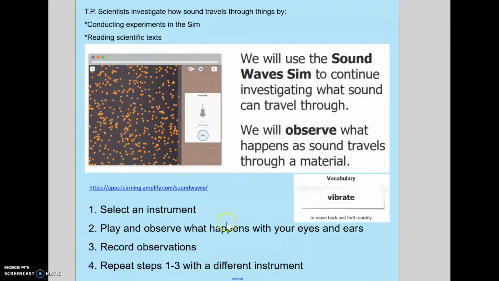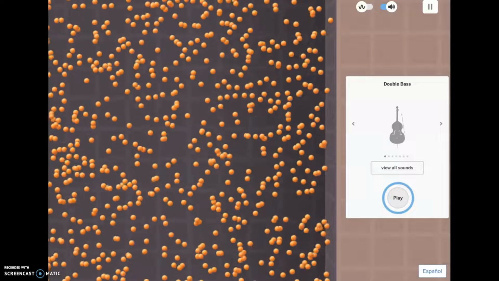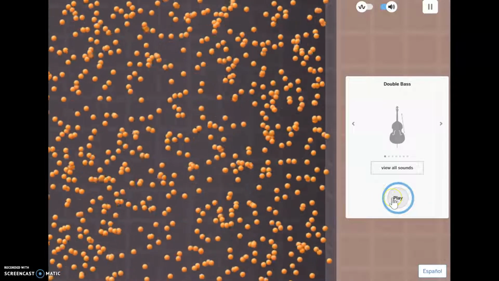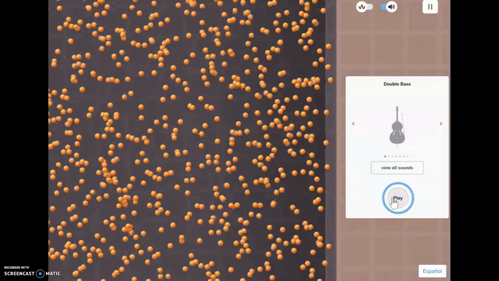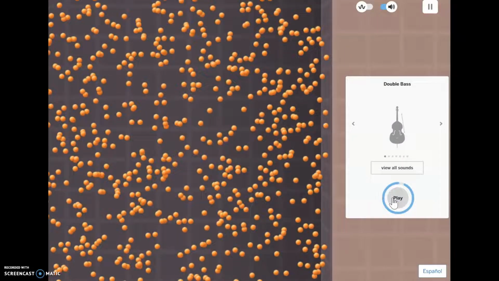We're going to play a couple instruments just like last time, and I want you to observe with your eyes and your ears what is happening as the sound travels through a material. Now, a word we might need to describe what we're seeing is the word vibrate. That means to move back and forth very quickly. So let's go to our sim, and we can start with a double bass. Remember, what are you observing with your eyes and your ears?